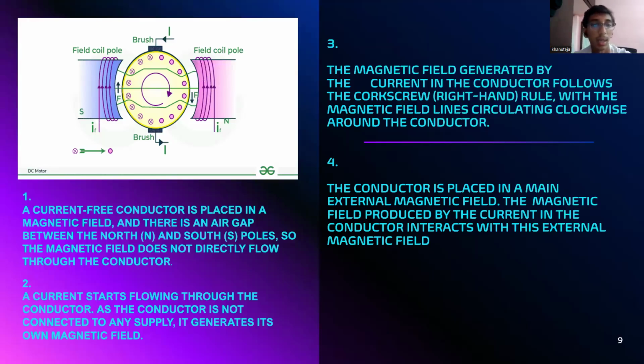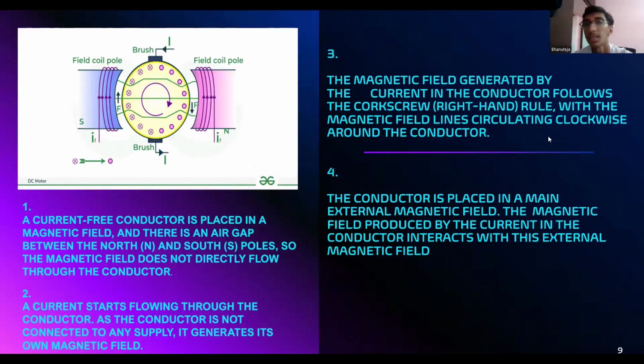Next, a current starts flowing through the conductor, as the conductor is connected to a supply. It generates its own magnetic field. Next, the magnetic field generated by the current in the conductor follows the corkscrew right-hand rule. We use Fleming's right-hand rule for that, with the magnetic field lines circulating clockwise around the conductor.